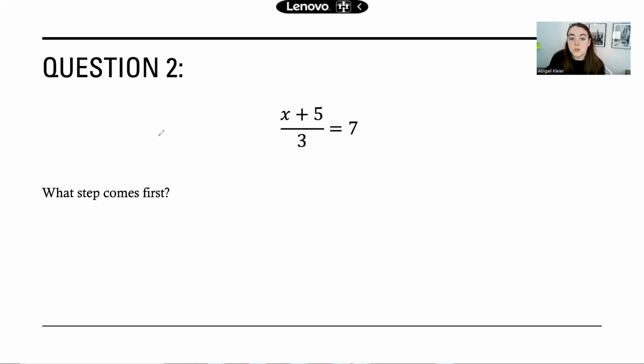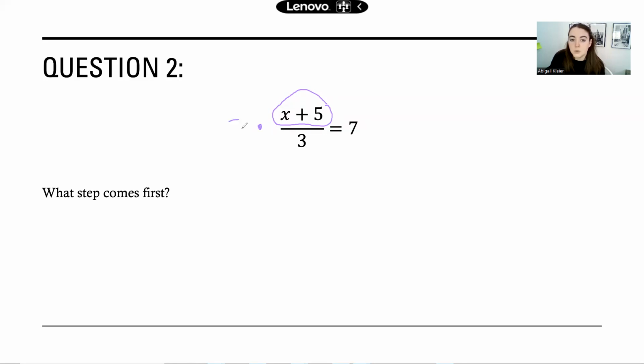Normally when we solve two-step equations, we look for any addition or subtraction first, and then we worry about the multiplication or division. Let's take a look at this example though. We have (x plus 5) divided by 3 equals 7. In this situation, the entire x plus 5 is being divided by 3. So that's what we need to take care of first. Even though we would normally look for any addition and subtraction first, because dividing by 3 is impacting both the x value and that 5, that's what we need to get rid of first.